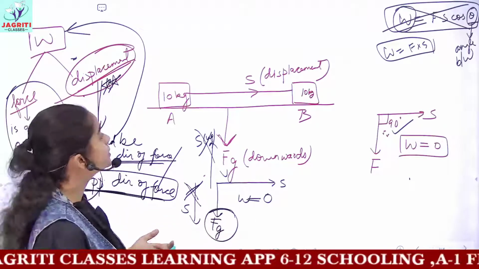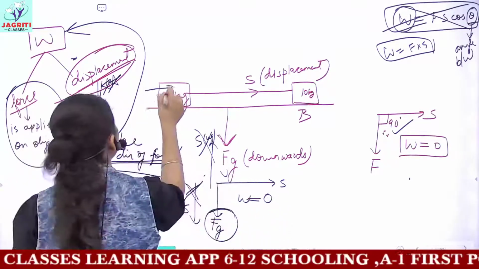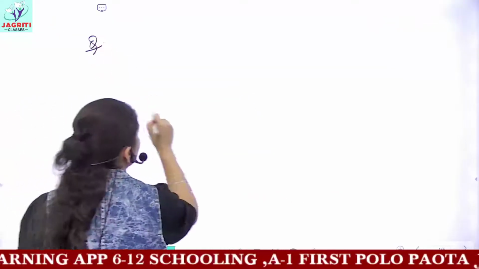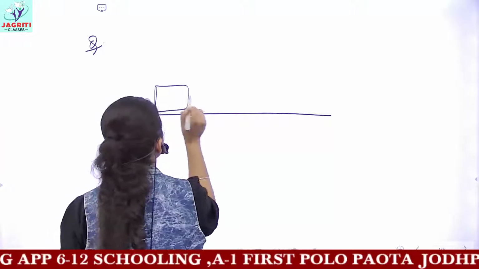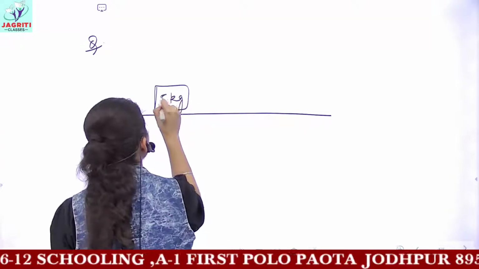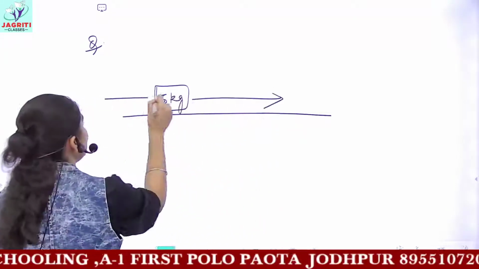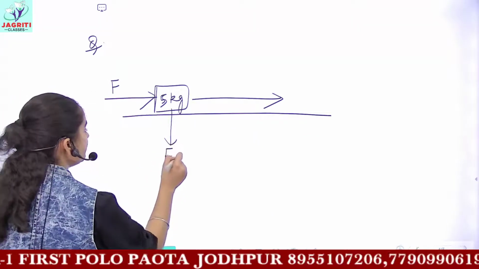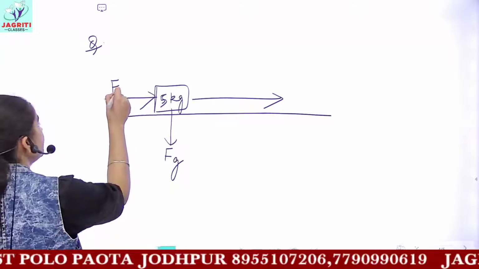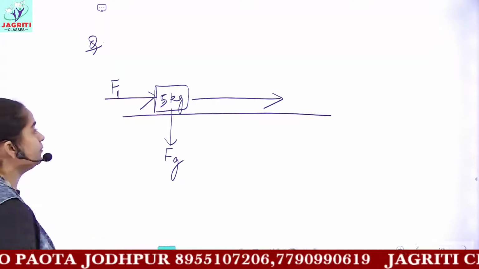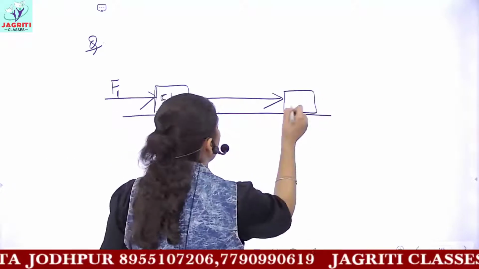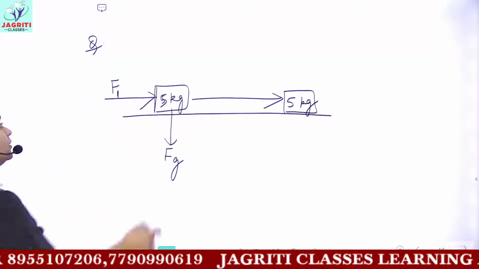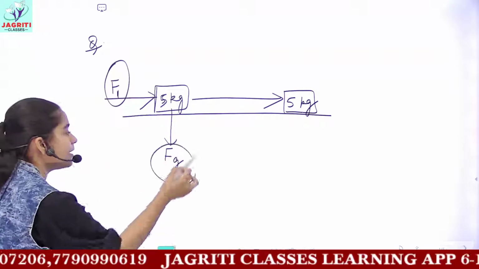But if I ask you, let's do one question. It would clarify the concepts more. I have a block of 5 kg. Now I applied a force on the block, and then you also have the gravity force. This is your F1 force, this is your Fg, which is gravity force, and then the block moved forward. So which force has done the work? F1 or gravity, Fg?